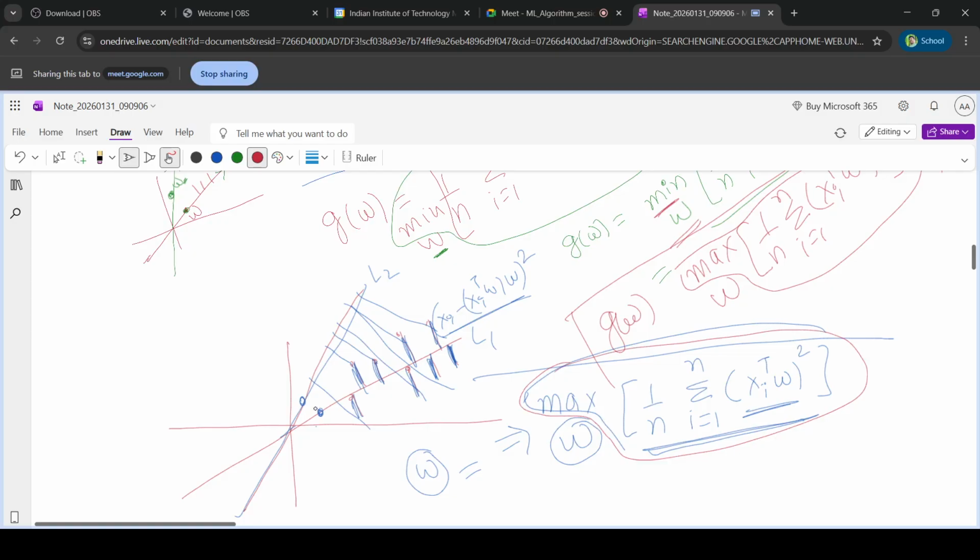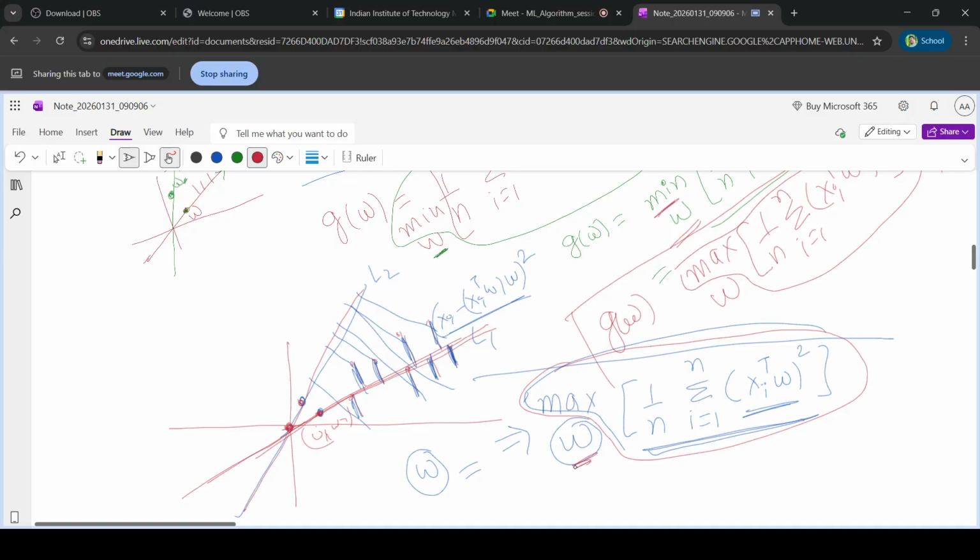So that W will give you the direction. If you get W1 comma W2, this gives you the best direction of the line which is passing through the origin. Okay, the origin is very much important. Our line should every time pass through the origin. So the line passing through the origin is the best line to represent the data.